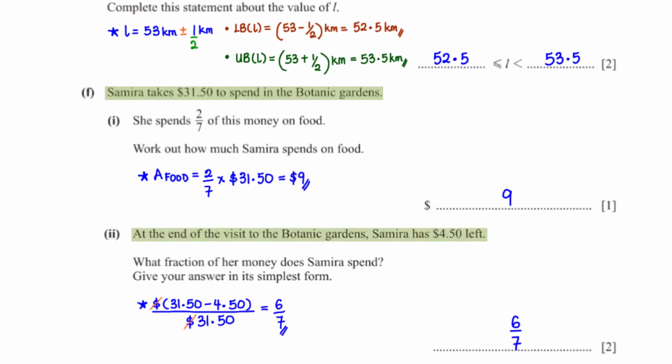At the end of the visit to the Botanic Gardens, Samira has $4.50 left. What fraction of her money does Samira spend? Give your answer in its simplest form. To get the fraction of the money she spends, we divide the amount of money she spent, which is $31.50 minus $4.50, divided by $31.50. When we type this into the calculator, we get 6/7.